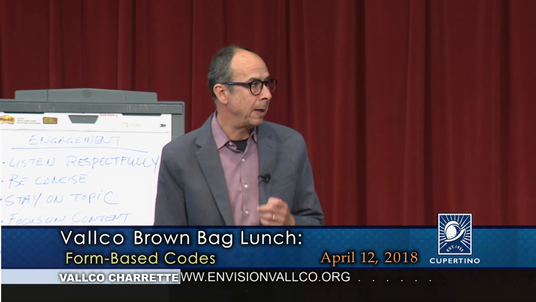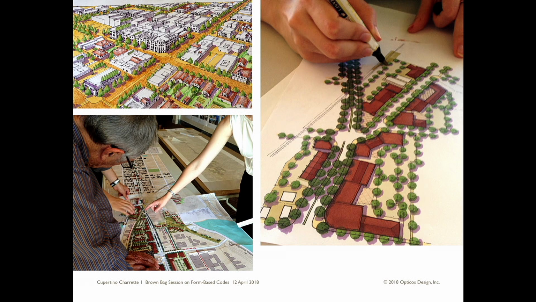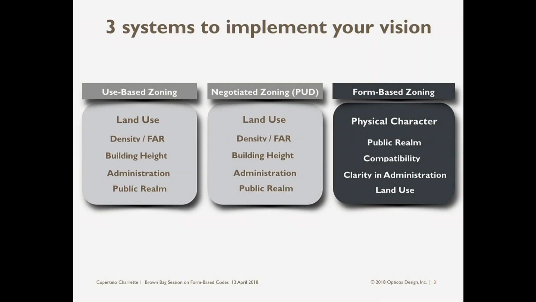So I just want to start out by saying that the vision that's being prepared for the Vallco property, just like for any property in any process, has to be implemented through zoning. It just has to be. There's no other way. Zoning is going to implement it. And there are three basic ways or types of zoning.